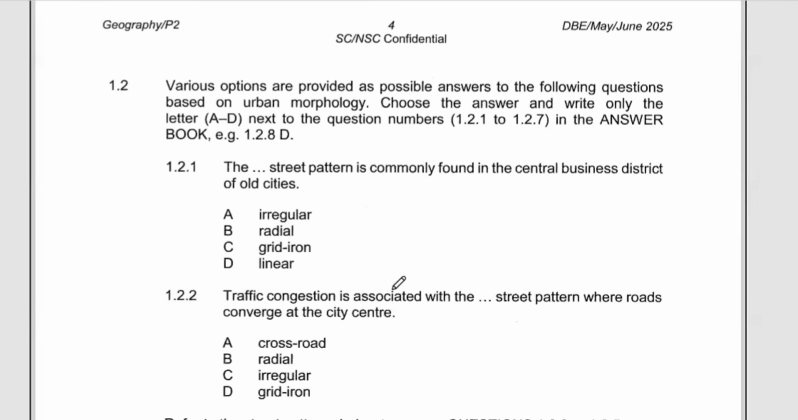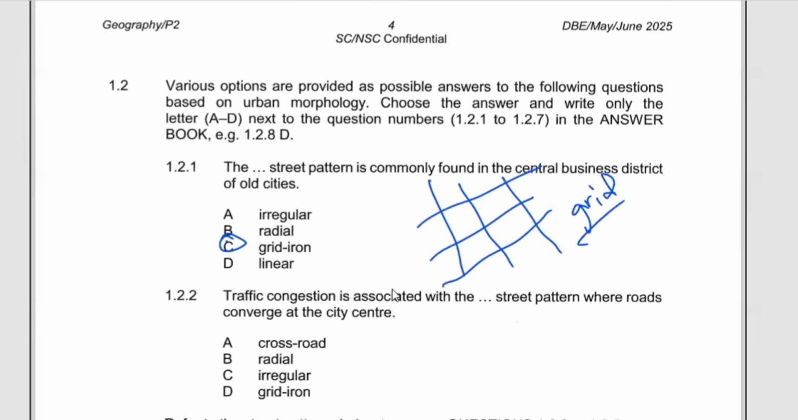If we check most of the old cities, they have a gridiron. With a gridiron, some streets go in one direction, whilst others go in another direction, creating a grid. That is how most of the old cities were structured. That was the common pattern used in most of the old cities. Right, then number 1.2.2, traffic congestion is associated with the dash pattern where roads converge at the city center.